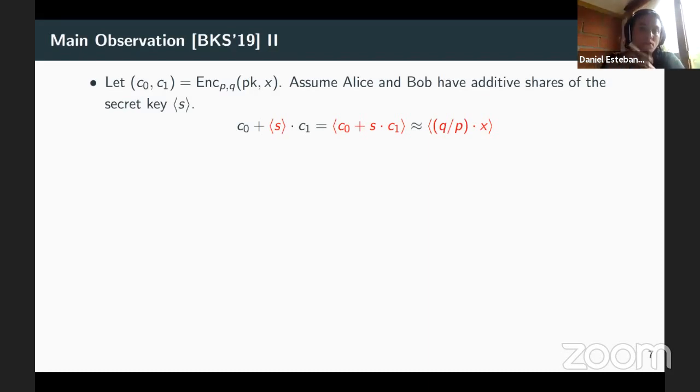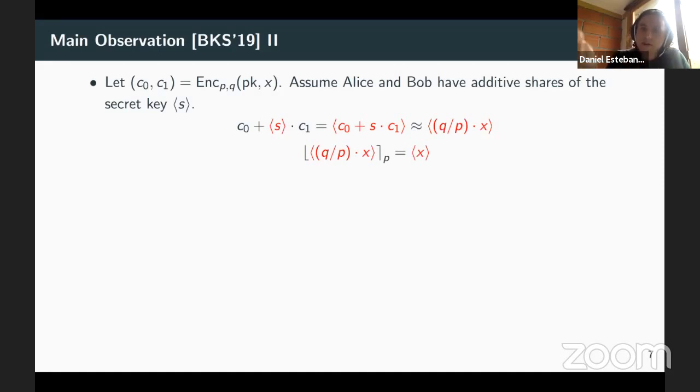in MPC. But in this case, it's super simple, actually, because you just do C0 plus S times C1, that's the linear combination you do to decrypt. Because the shares are linear, this is going to be C0 plus S times C1, all in shares. By the way, when I write the angle brackets, I mean secret shares. And then this is going to be more or less Q divided by P times X, and I say more or less because this is going to be noisy. There's going to be an error term added to this expression.